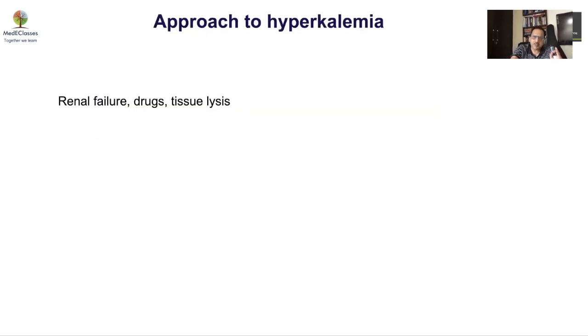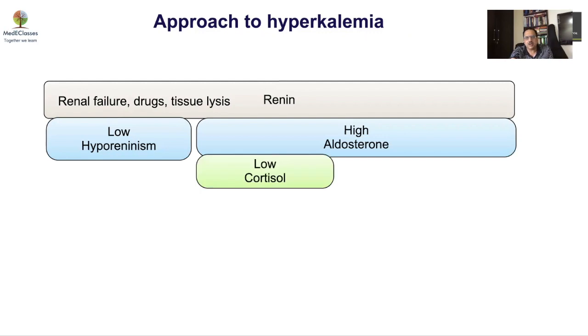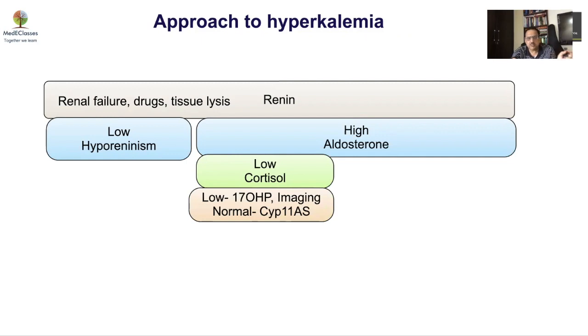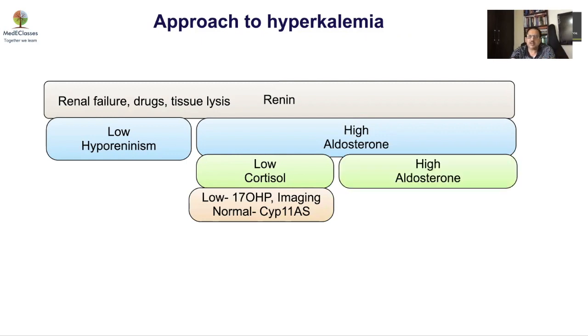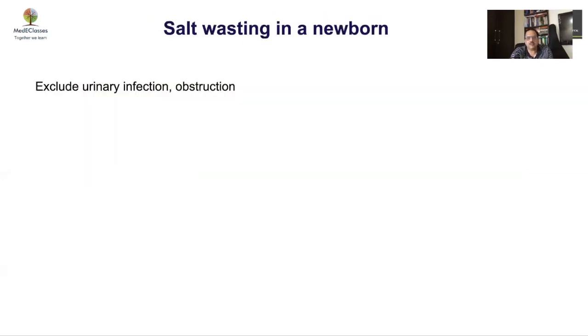So for hyperkalemia, you exclude renal failure, drugs and tissue lysis, look at renin. If the renin level is low, it's very rare hyporeninism. If it's high, look at aldosterone. If aldosterone is low, look at cortisol, which is low, then look at the workup for 17-hydroxyprogesterone, imaging, and then further workup. High aldosterone, look at pseudohypoaldosteronism in this situation.